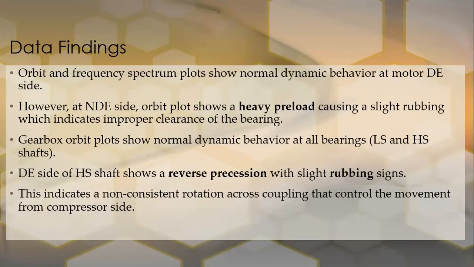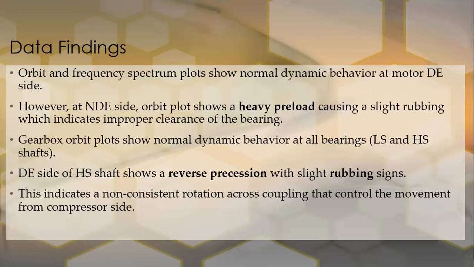In our findings, the orbit and frequency spectrum plot shows normal dynamic behavior at the motor drive inside. However, at the non-drive inside, the orbit plot shows a heavy preload causing a slight rubbing, which indicates improper clearance of the bearing. Gearbox orbit plot shows normal dynamic behavior at all bearings, either lower speed or higher speed shafts.